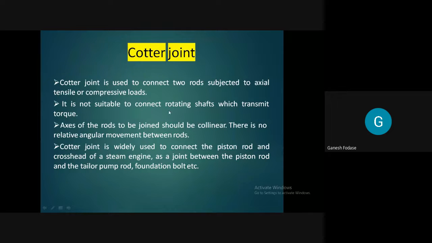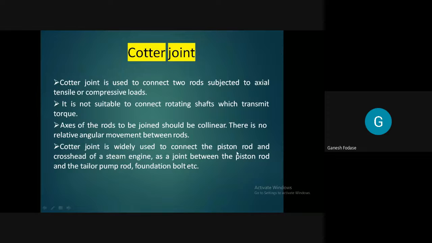It is not suitable to connect shafts which are rotating. The axis of the rods to be joined should be collinear. As I told you, there is no relative angular movement between the rods. This is a very important thing. It should not rotate, and there is no angular movement between the rods. Then only we are going to use quarter joint to connect two rods which are collinear.